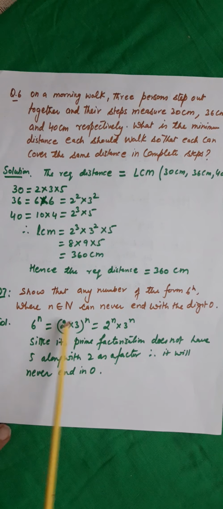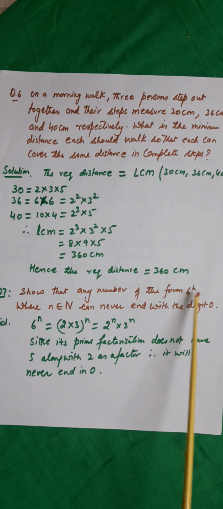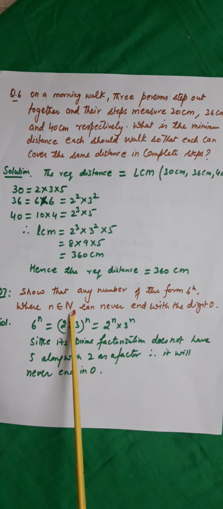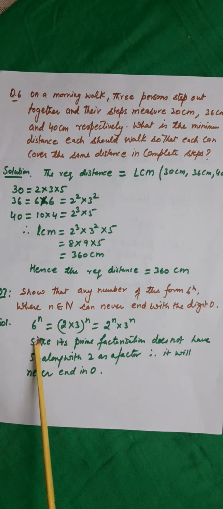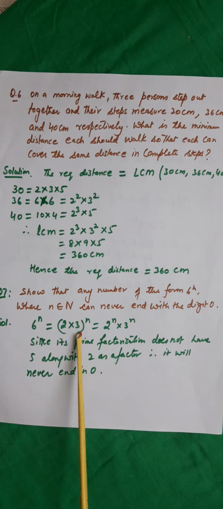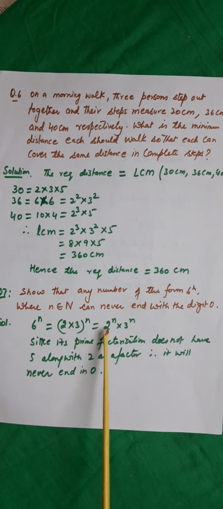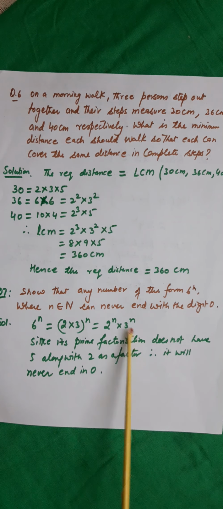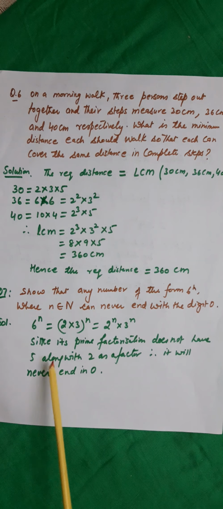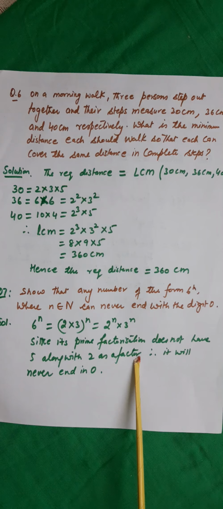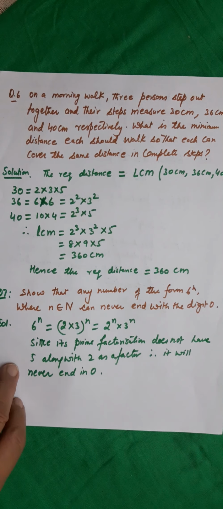Question number 7. Show that any number of the form 6 raised to the power n, where n belongs to natural numbers, can never end with the digit 0. 6 raised to the power n can be written as (2 into 3) raised to the power n, which is equal to 2 raised to the power n into 3 raised to the power n. Since its prime factorization does not have 5 along with 2 as a factor, therefore it will never end in 0.